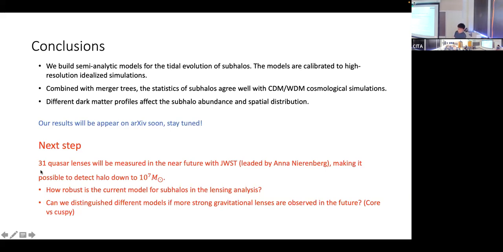Our next step is that, as I said, there will be more observations in the near future.